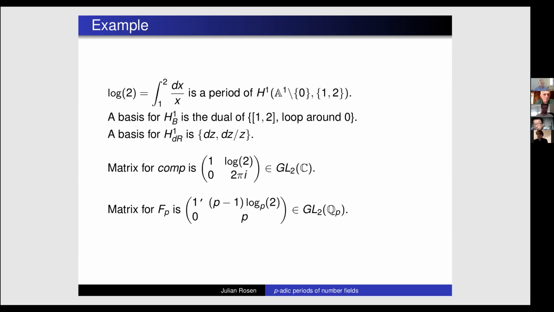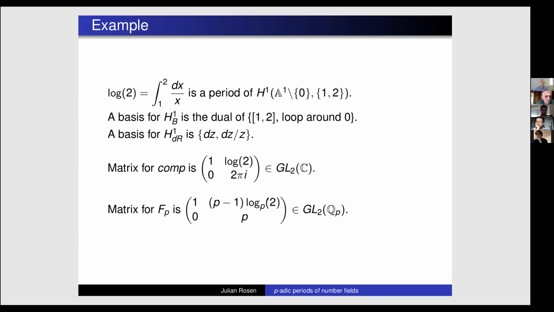You can also work out what this crystalline Frobenius does on this cohomology. I'm just going to tell you that the matrix looks like this. So you get a 1, you get a p down here instead of a 2πi. This is one of the strange things. p is, in this setting, the p-adic analog of 2πi, right? This integer p. So maybe it's a loose analogy, but then you do see this p-adic logarithm showing up in this matrix.